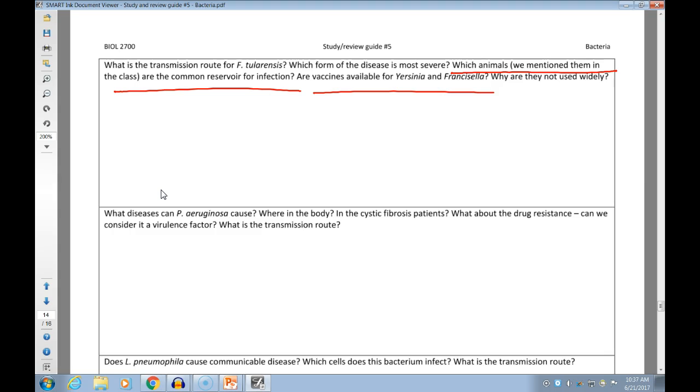Yes. Do we use them? No, we do not use them. And I may ask you, for instance, there are vaccines for Francisella tularensis and Yersinia pestis, but you do not get one during the normal vaccination schedule. Why? You're not exposed to it.